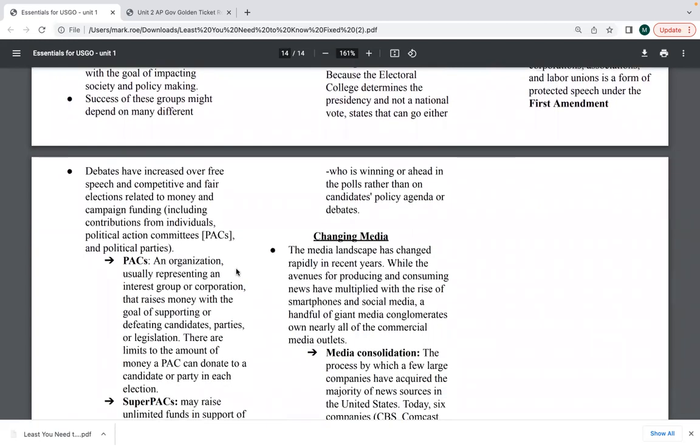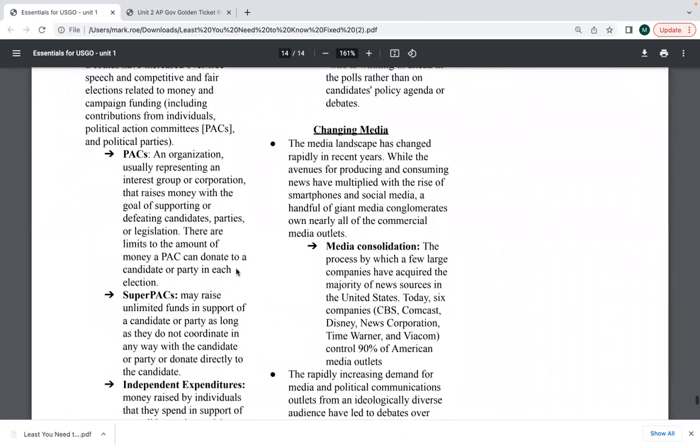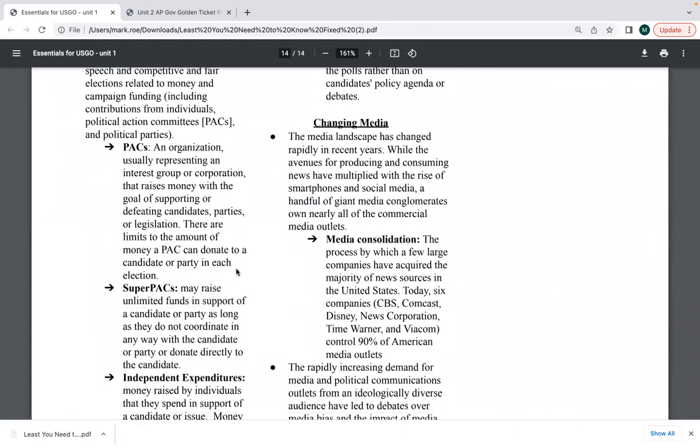Okay. And we talk about PACs and super PACs. Again, they're very similar in how they operate. But a PAC, okay, there are limits to how much a PAC can donate directly to a candidate or a party in elections. They raise money hoping to support a candidate or a party. Again, it's a form of an interest group. And there are limitations to how much they can raise.